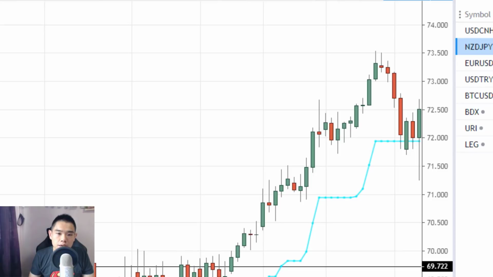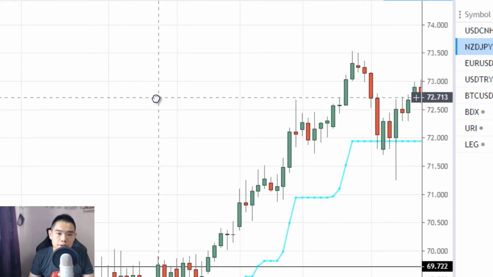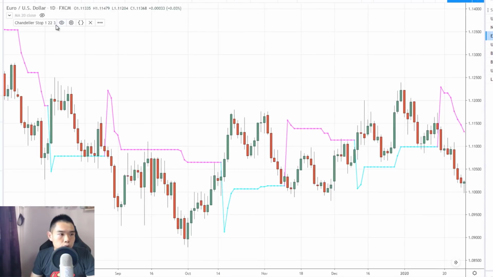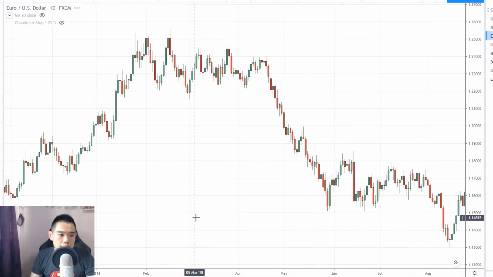So if you look at this, at this point, the market has touched the blue line, but it did not close below it. So you'll still stay in the trade until it closes below it, which is at this point over here. Okay, so you can see that when it breaks and closes below it, the whole thing will kind of distort, and you know that it's time to exit your trade. Okay, so this is New Zealand yen. Another example, euro dollar.